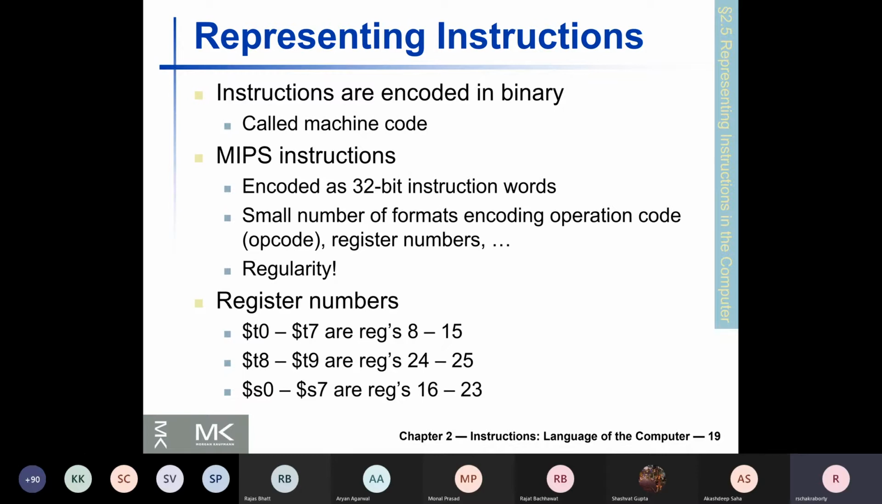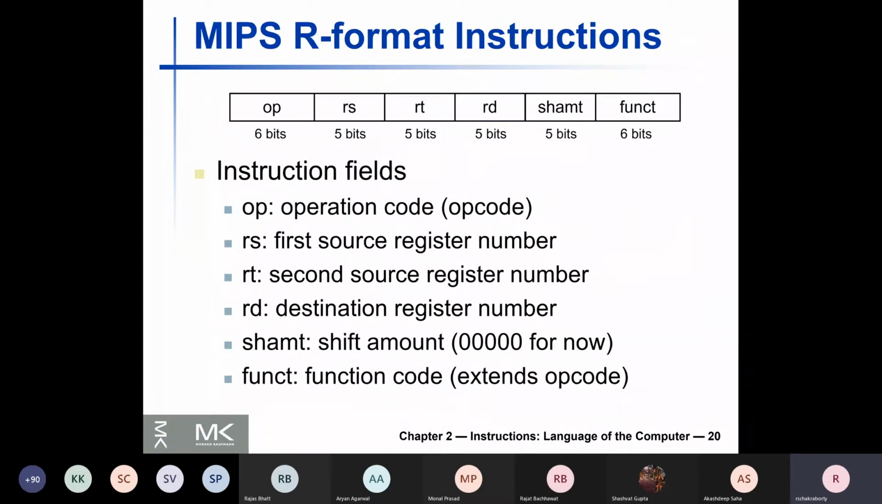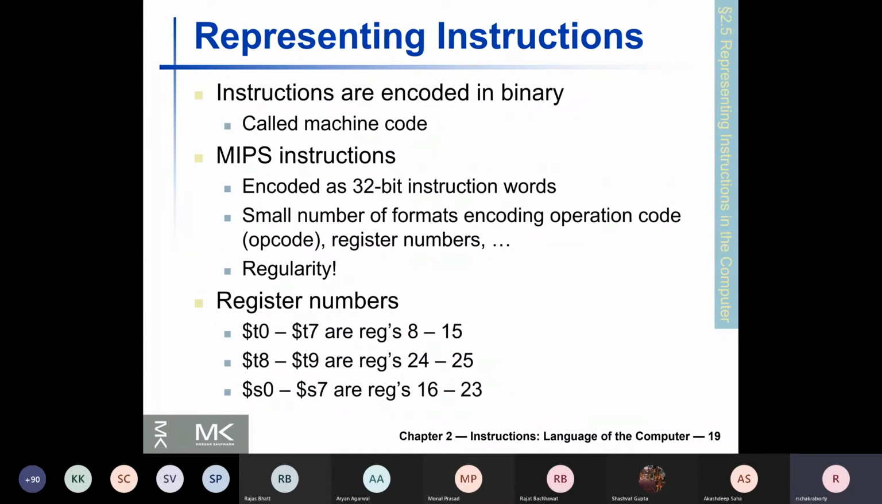The register numbers we have already discussed. From 8 to 15 are the T0 registers, T8 and T9 are 24 and 25, and S0 to S7 are 16 to 23. So we have already discussed this. Why did they suddenly mention this and not the other registers? Because as I told you, this is the primary workhorse of assembly language programming in MIPS 32. Other registers, as time comes, of course we will use. But to start with, you can survive with these registers only.